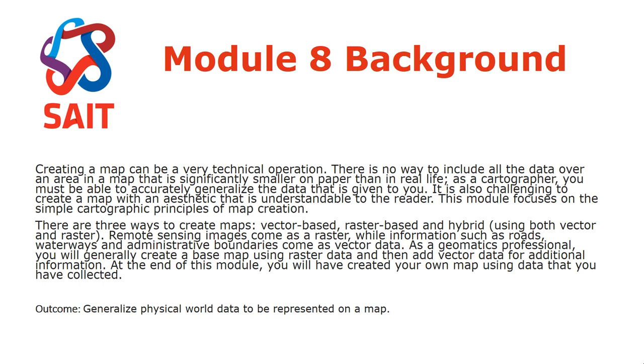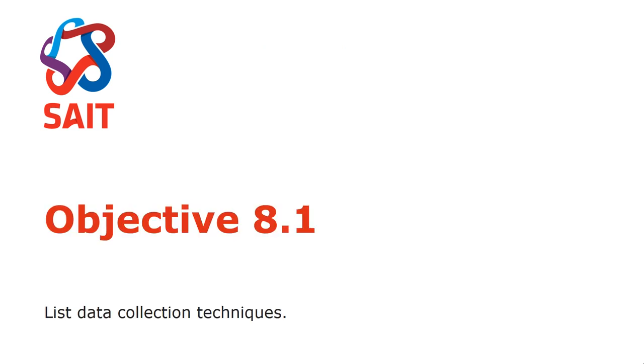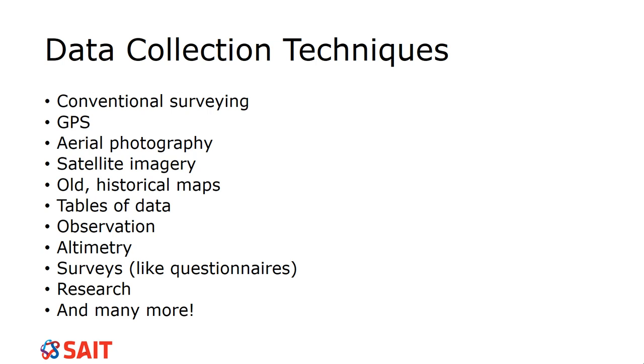So there is a lot of work that goes into creating a map. What we're doing here is a very simplistic, very beginner style map that is generally used across any beginner mapping course. But I want to introduce some of the concepts behind it and what you can do about it. So the first one is list data collection techniques. There are lots. We can go on and on and on. Everything from conventional surveying to just doing research, to surveys, to going online and looking up tables of information. Any kind of map that is created has to come from some sort of data.